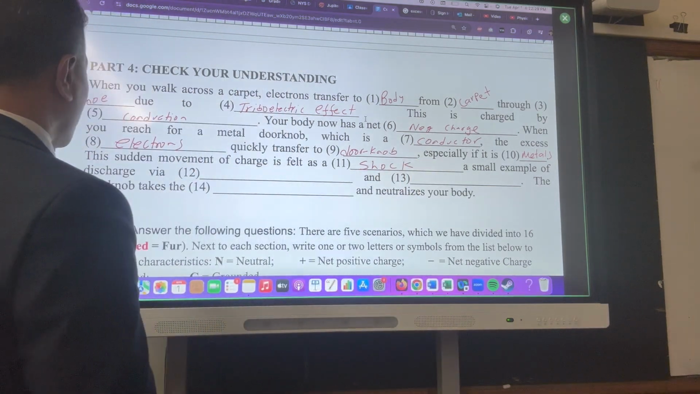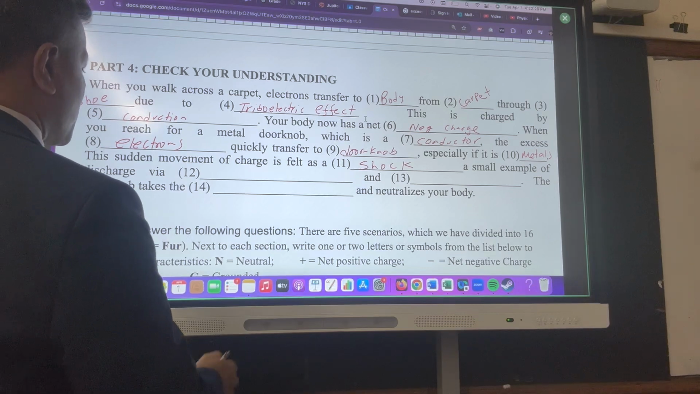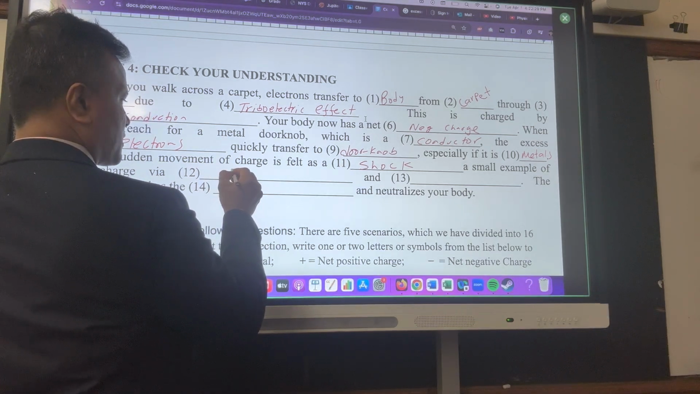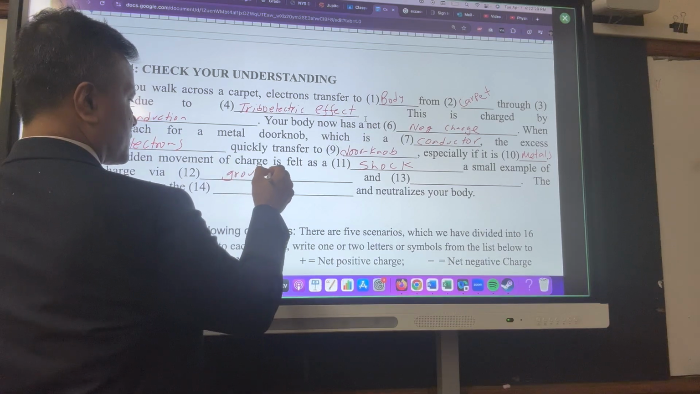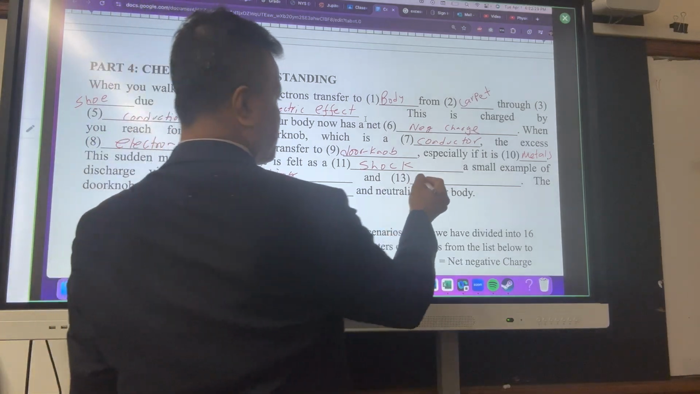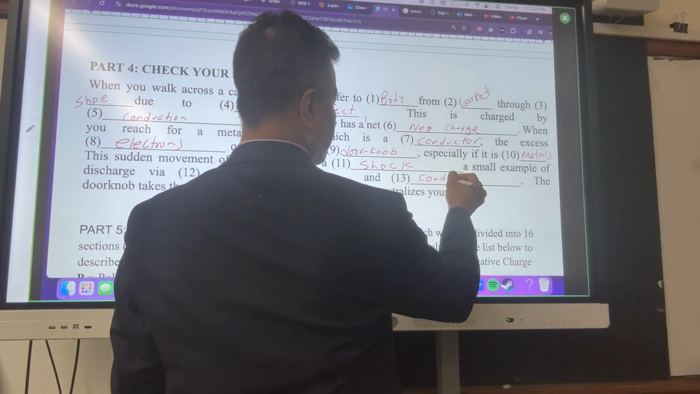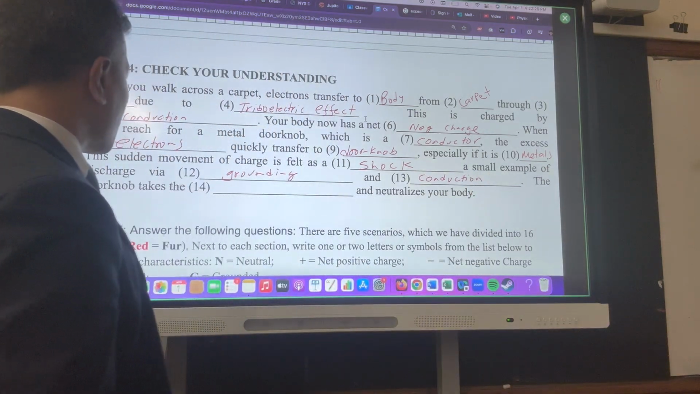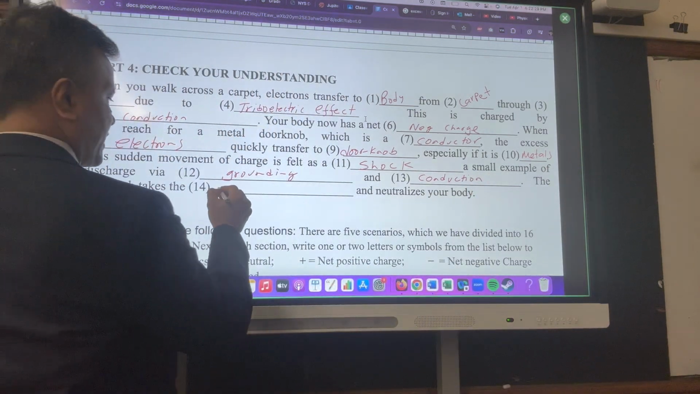A small example of discharge via grounding and conduction. Doorknob takes all the negative, all the extra.